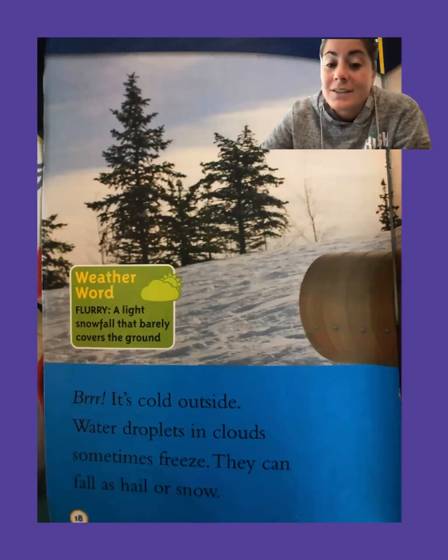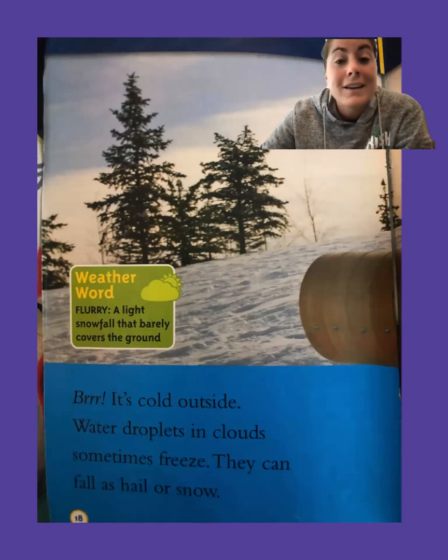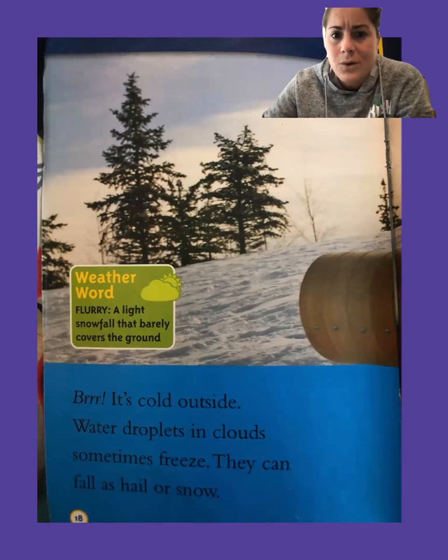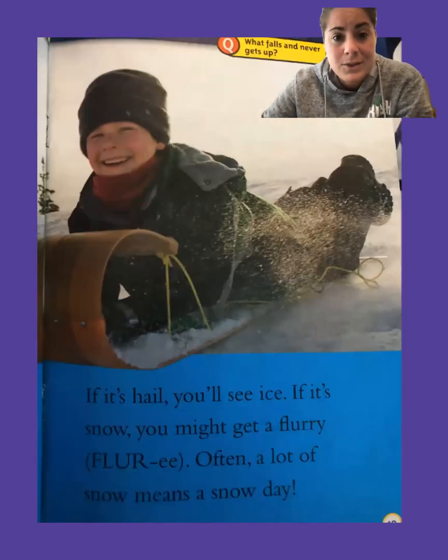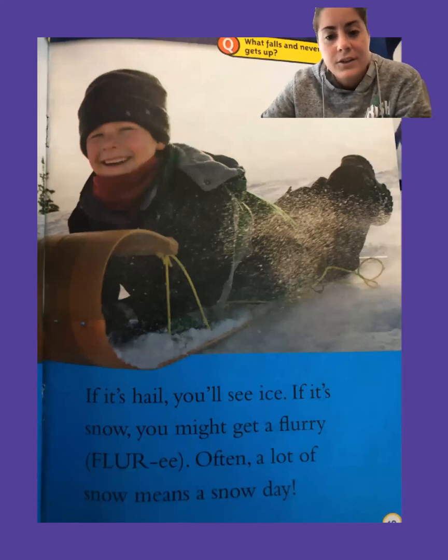Water droplets in clouds sometimes freeze. They can fall as hail or snow. And we know that. We got a lot of snow this winter, right? So if it's cold, that rain is turning into snow or ice, and that's coming from the clouds too. If it's hail, you'll see ice. If it's snow, you might get a flurry. Wonder what flurries is. Often a lot of snow means a snow day.